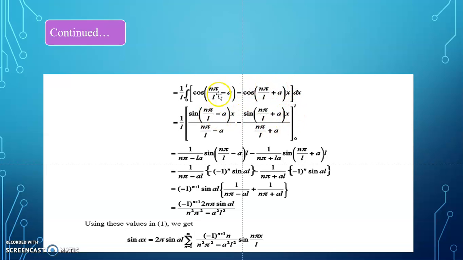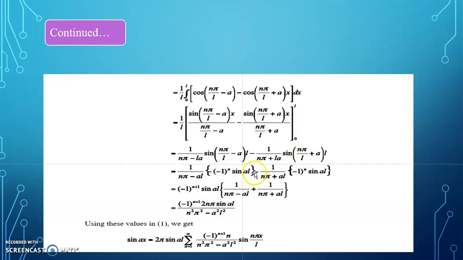The integration of cos gives sin of (n pi by L minus a) into x divided by (n pi by L minus a), and the same way for the other term. Now we apply the limit 0 to L. Applying the upper limit, the first term gives sin of (n pi by L minus a) into L, and similarly the second term gives sin of (n pi by L plus a) into L. If we multiply the L inside, the L cancels and we get sin n pi minus sin aL. Similarly the other term gives sin n pi plus sin aL.